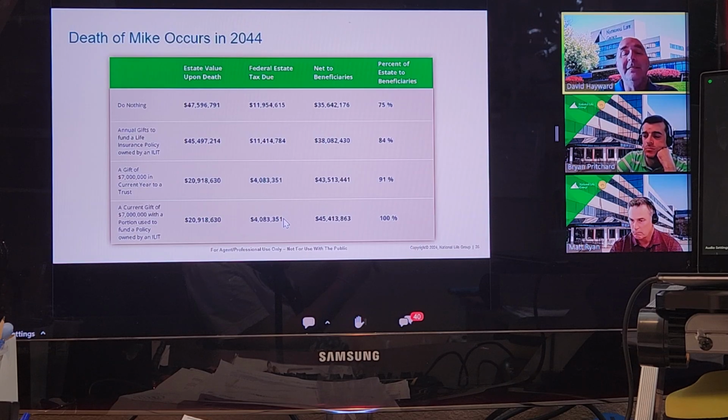But the best case is if you combine those two together. You're going to gift the $7 million into the trust, and that trust is going to use that $7 million to buy the life insurance policy.